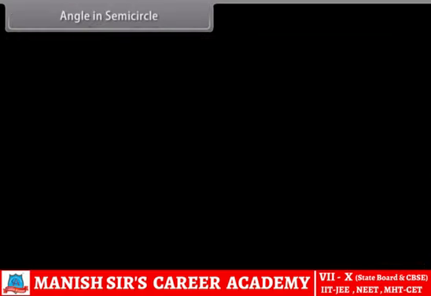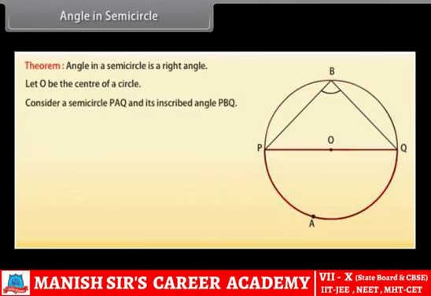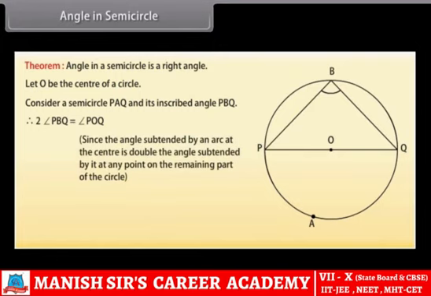Angle in a semicircle. Theorem: angle in a semicircle is a right angle. Let O be the center of a circle. Consider a semicircle PAQ and its inscribed angle PBQ. Therefore, 2 angle PBQ is equal to angle POQ because we know that the angle subtended by an arc at the center is double the angle subtended by it at any point on the remaining part of the circle.